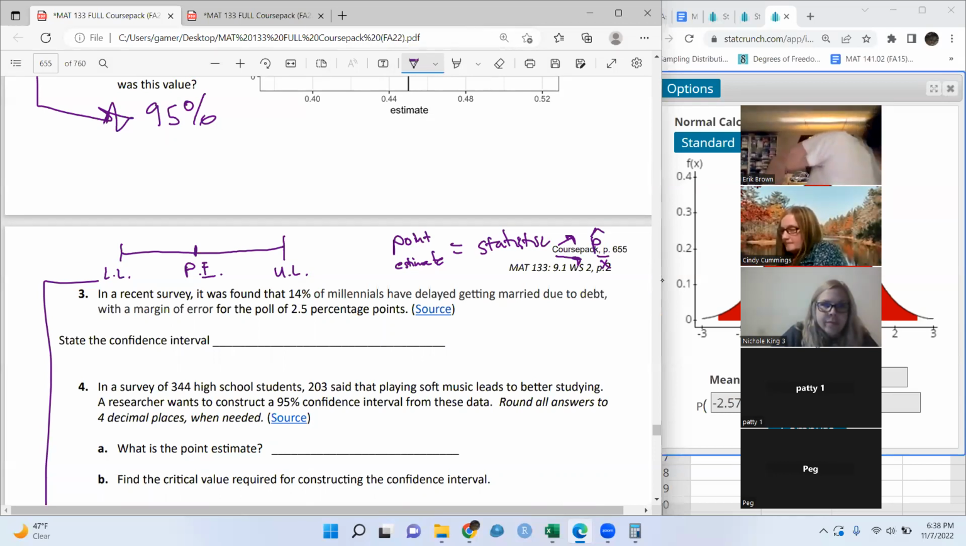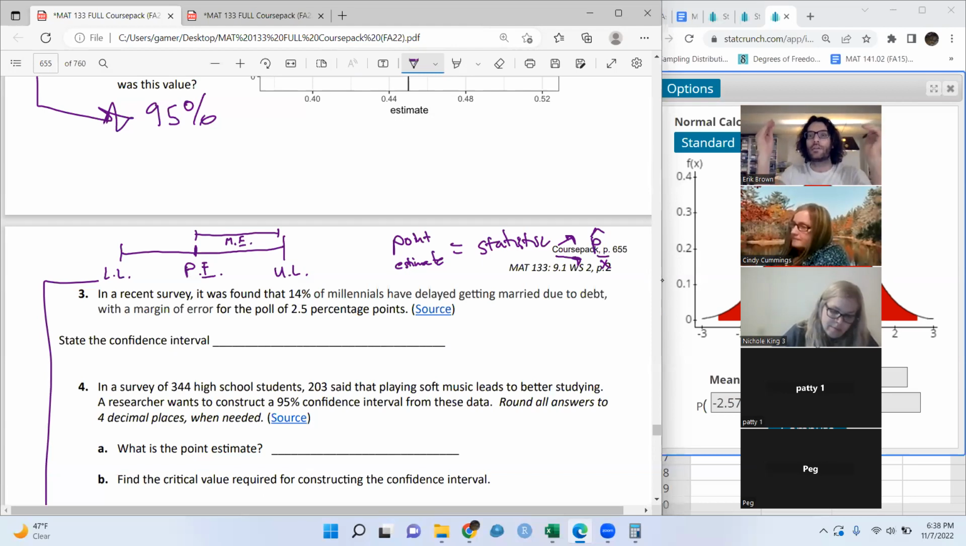Okay, so the margin of error then is the distance between the point estimate and the upper limit. It's how far apart these numbers are. In other words, here's our sample. We guess it's this, but really the true value could be somewhere in between here. So try 3, 4, and 5. Set a timer for 5 minutes.